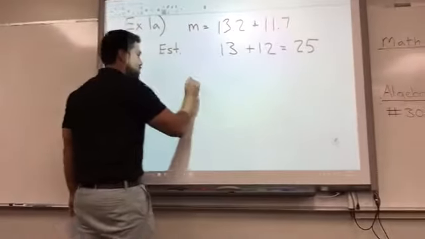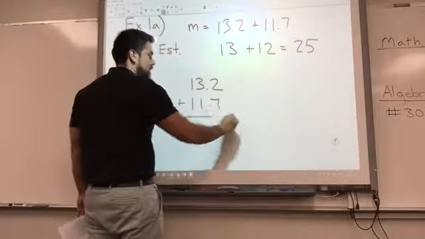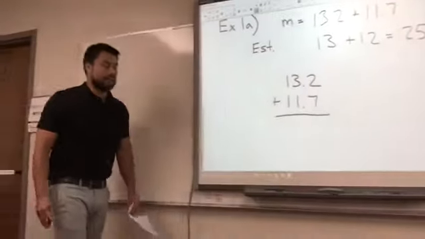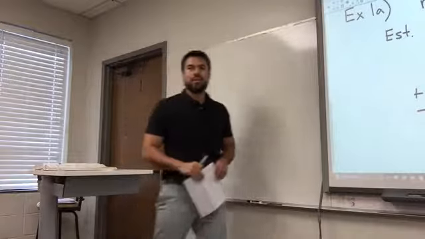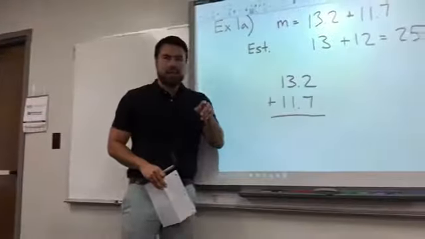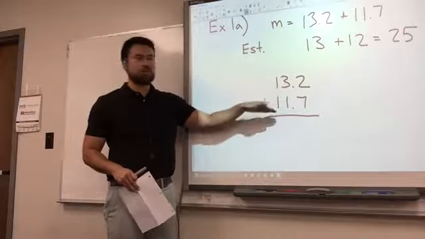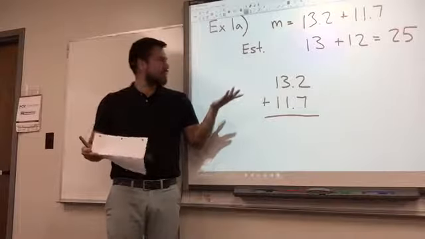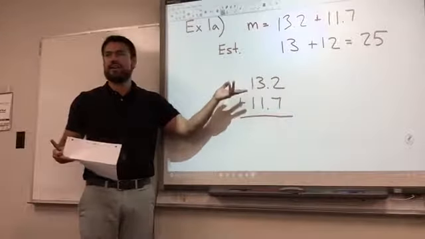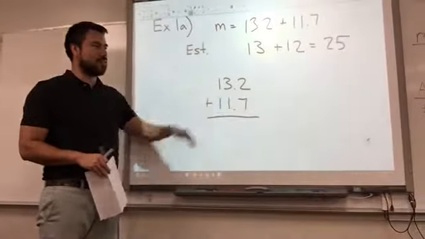So I'm looking at the actual numbers. 13.2 plus 11.7. Are my decimals lined up? Yes, they are. Phew. Then I can just add them up. Now, one of you asked me yesterday, Mr. A, can I switch these around? Can I put the 11.7 over the 13.2? And my answer was what? Yes. Really? You can do that? You can just switch them around? Why? Commutative property. So if you prefer to have that one on top and the other one, it doesn't matter.